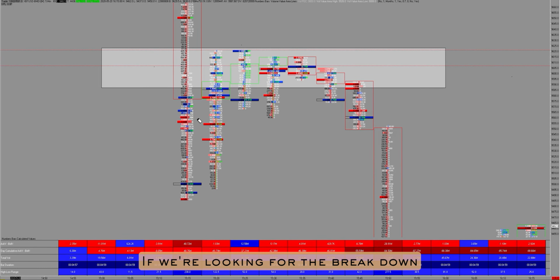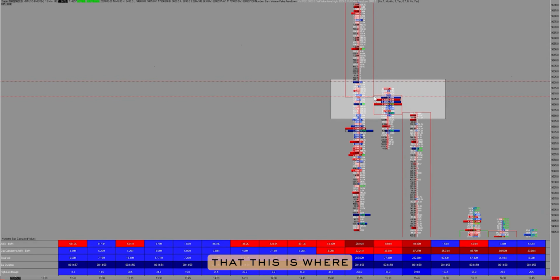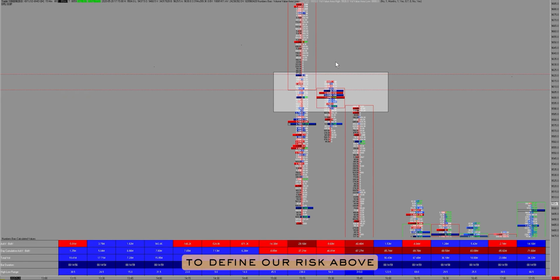If we're looking for the breakdown immediately in progress, you're going to be looking for these imbalances to get positioned behind them. We see that on a 15-minute chart, it's aggregated in a way that we're able to more cleanly define where this imbalance occurs. If we're looking at this chart and we see, for example, that this is where we had a ton of offering activity, a ton of buying activity, a ton of selling activity, this imbalance in general is the area to define our risk above.